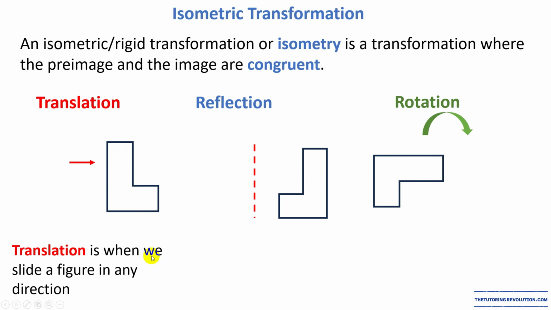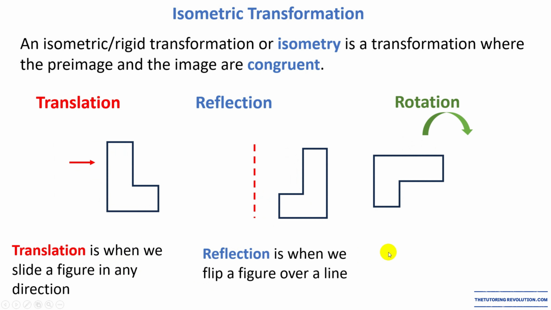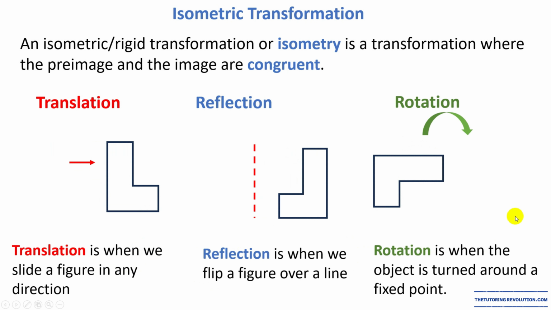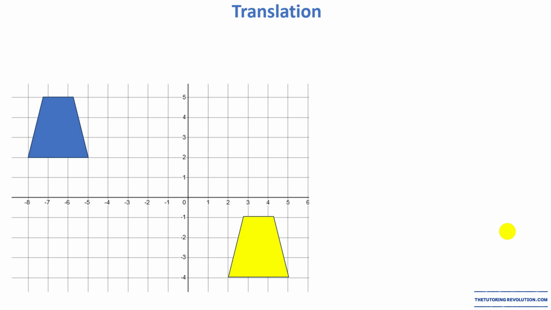A translation is when we slide a figure in any direction. A reflection is when we flip a figure over a line. And a rotation is when the object or figure is turned around a fixed point. Let's start explaining more in detail what translations are.